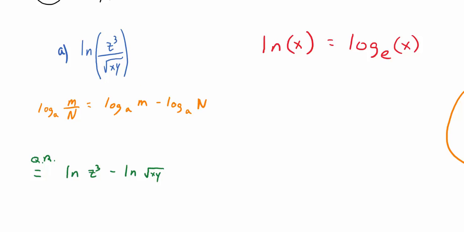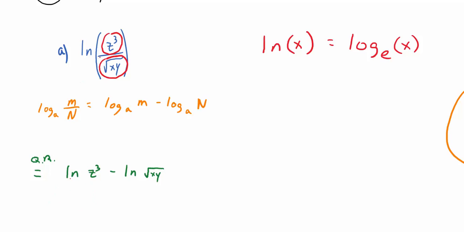So what's acting like the m? Z cubed, and what's acting like the n is this denominator of the square root of x times y. So log base a of m minus log base a of n becomes ln of z cubed minus ln of square root of x times y. Does that make sense? Everybody okay with that?